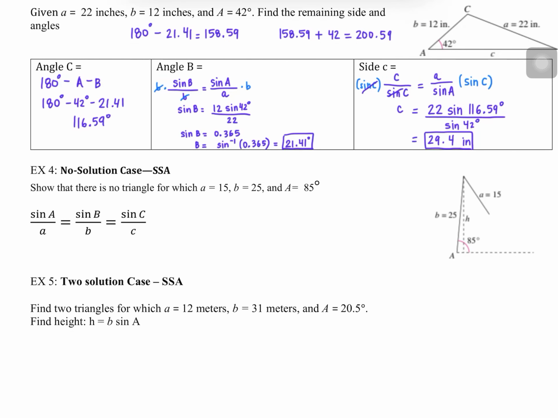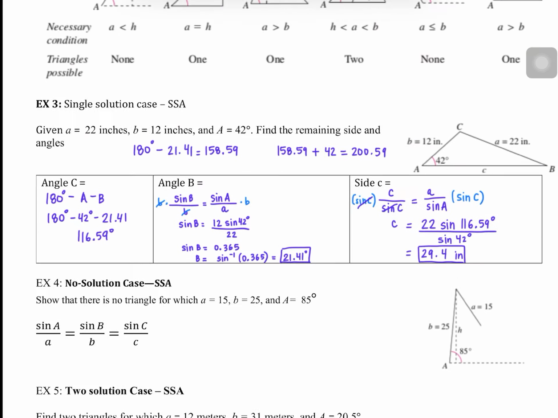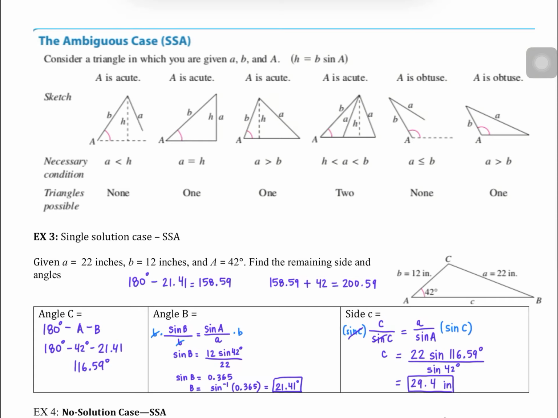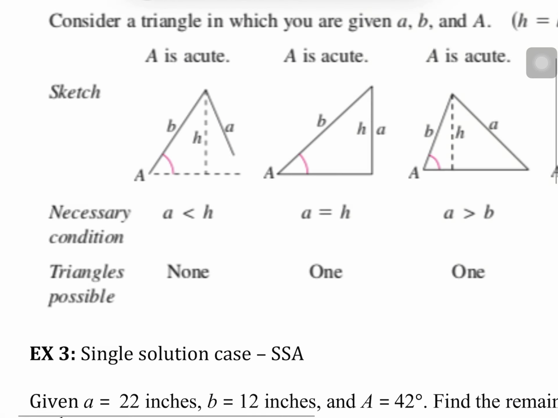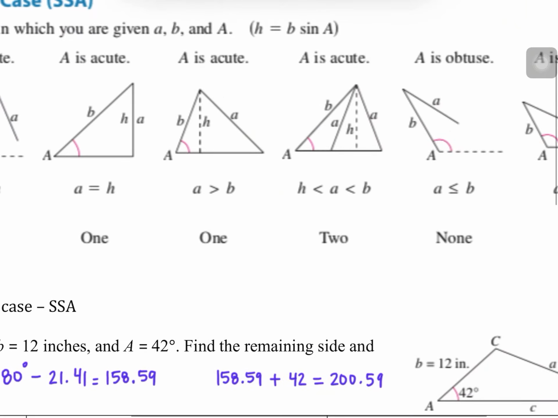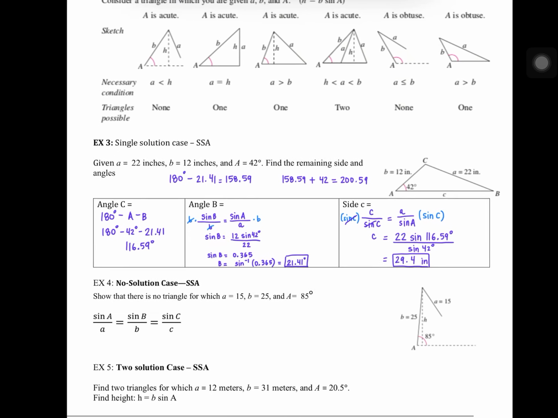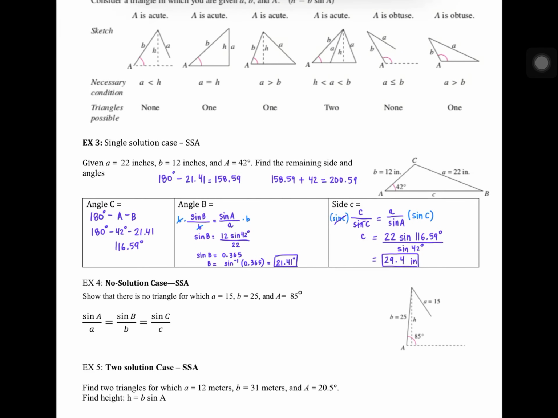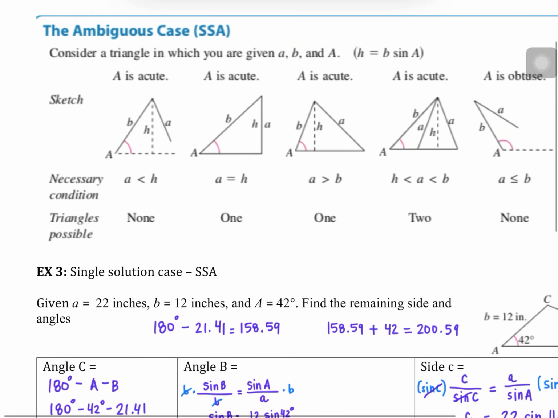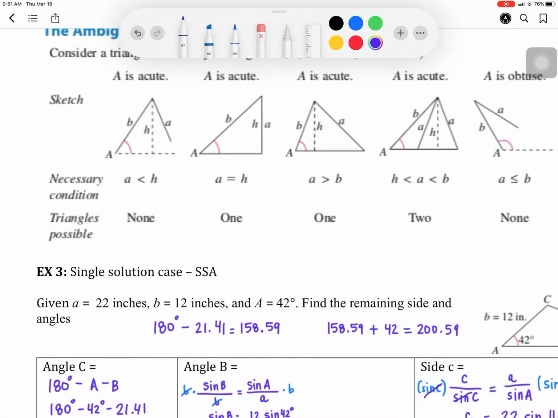Good morning. So we're going to work on the no solution case here. It says show that there is no triangle for which a equals 15, b equals 25, and angle A equals 85 degrees. So here we know that a is less than b. Now, the no solution case, if you scroll up, it'll be this one where a is less than h, or this one where a is less than or equal to b. But since we know that A is 85 degrees, that's going to be an acute angle. So it's got to be this case right here.